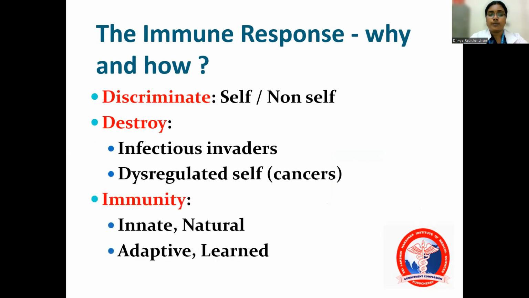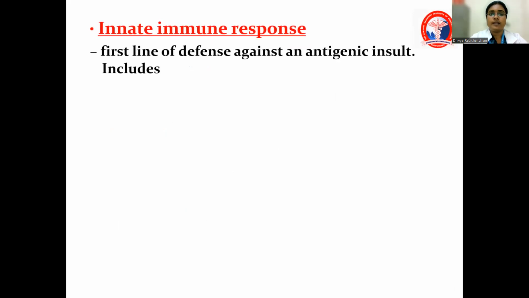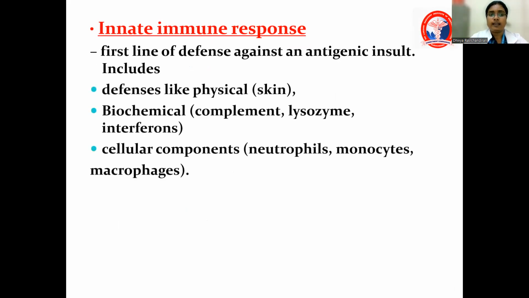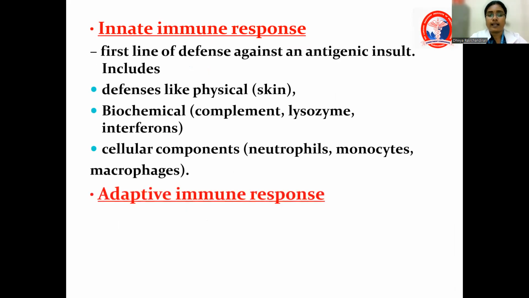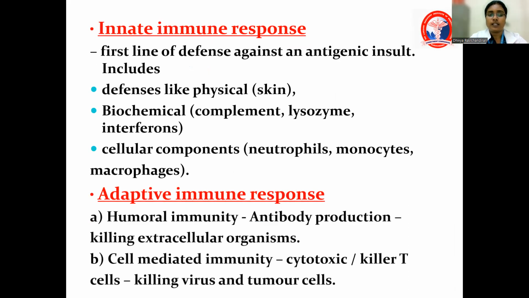And coming to immunity, you have two different types. One is innate or natural, the other is adaptive or learned immunity. The innate immune response is the first line of defense against an antigenic insult. It includes physical defenses like skin, biochemical defenses like complement, lysosome and interferons, and cellular components like neutrophils, monocytes and macrophages.